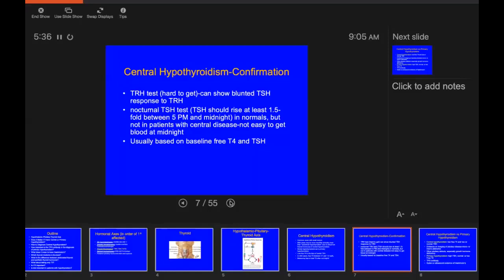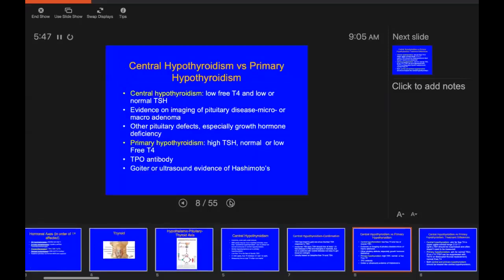Somebody that has symptoms of hypothyroidism, has pituitary disease with other hormones deficient, and has a low baseline free T4 and a relatively low TSH. So what's the difference between central hypothyroidism and primary hypothyroidism? Central hypothyroidism, you have a low free T4 and a low or normal TSH.